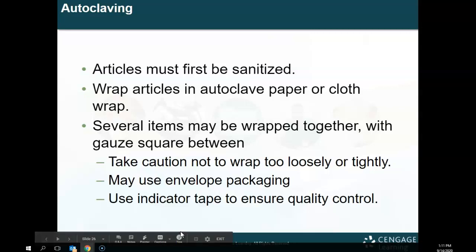Autoclaving. Articles must first be sanitized. So before you can put something in an autoclave, you have to sanitize it. You have to scrub it to remove debris off of the material. Why is that important?